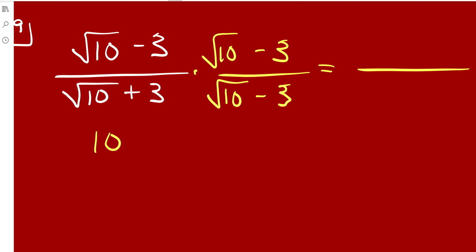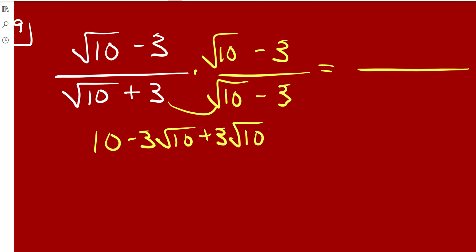So now the opposite is going to be square root of 10 times negative 3, which is negative 3 root 10. And then the inside is 3 times root 10, which is positive 3 root 10. So I know those are going to cancel out. Then finally, 3 times negative 3 is negative 9. So these two cancel out, and I got 10 minus 9, which is 1.